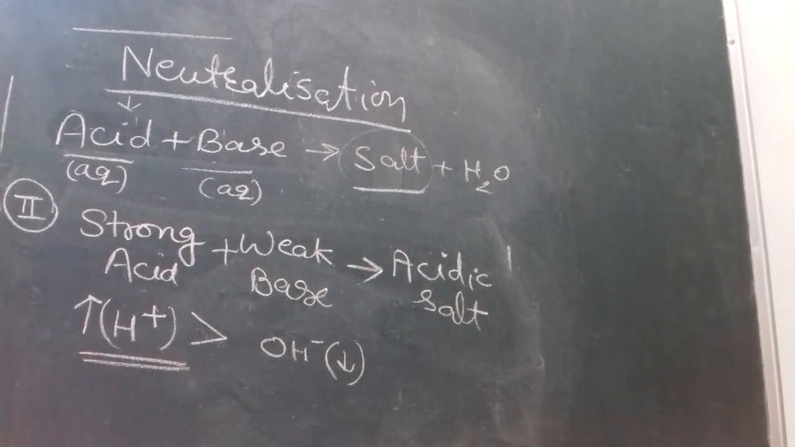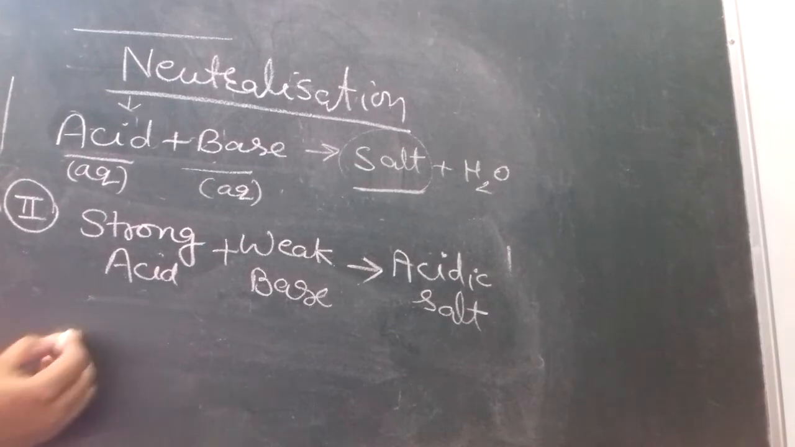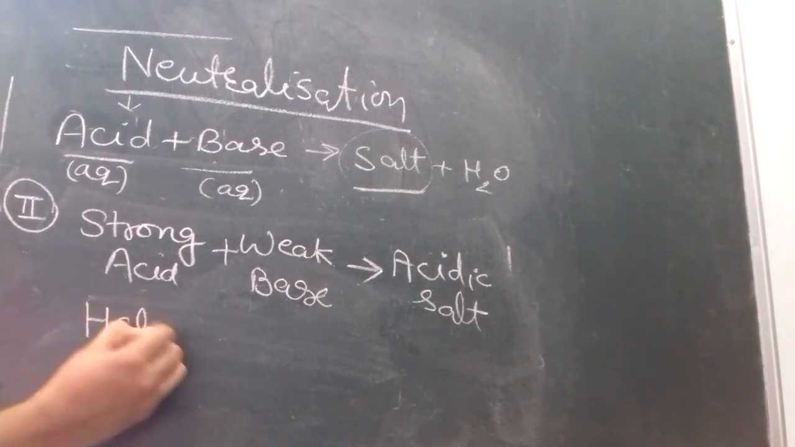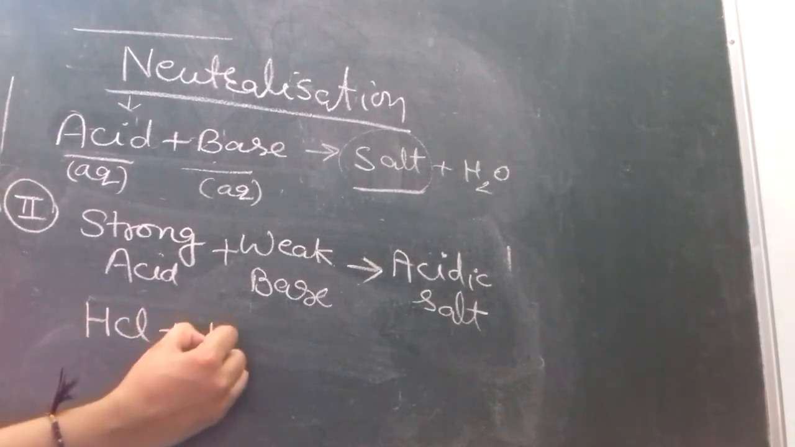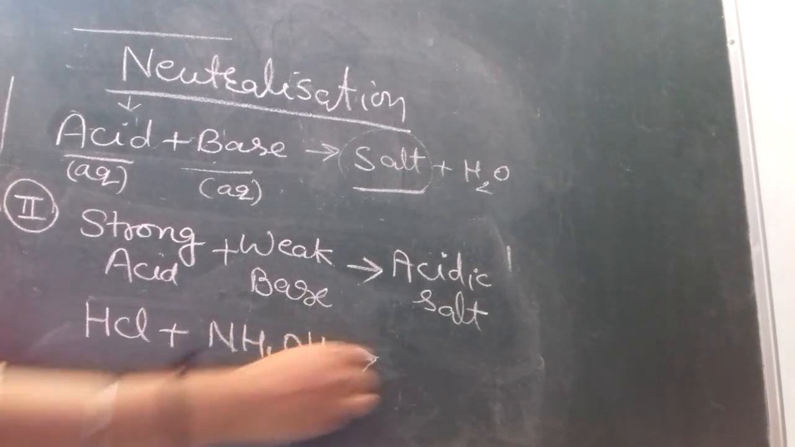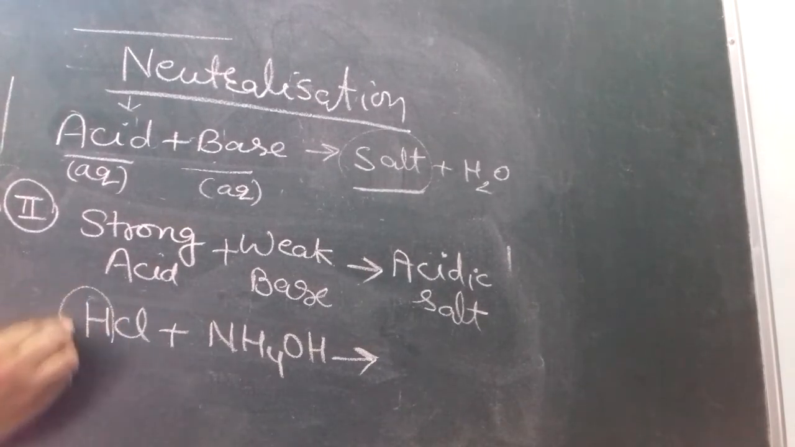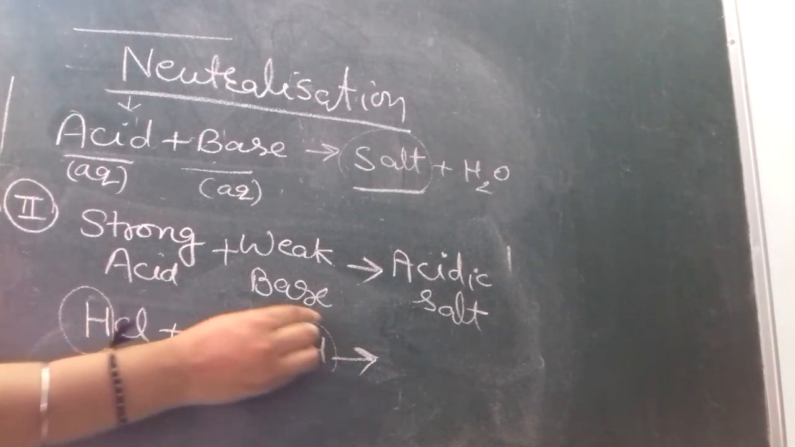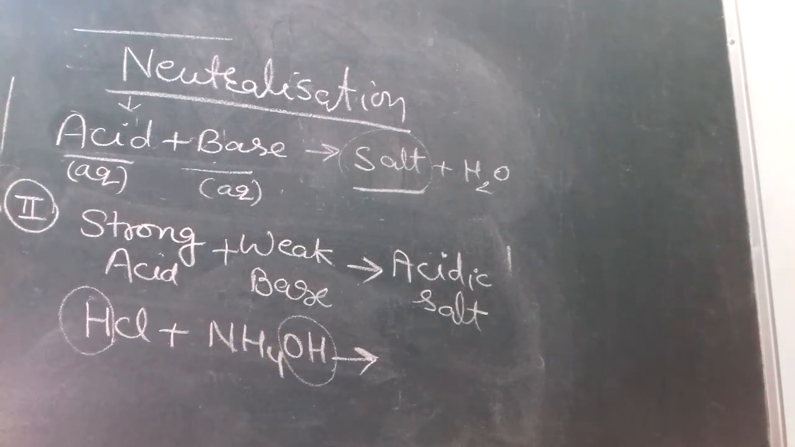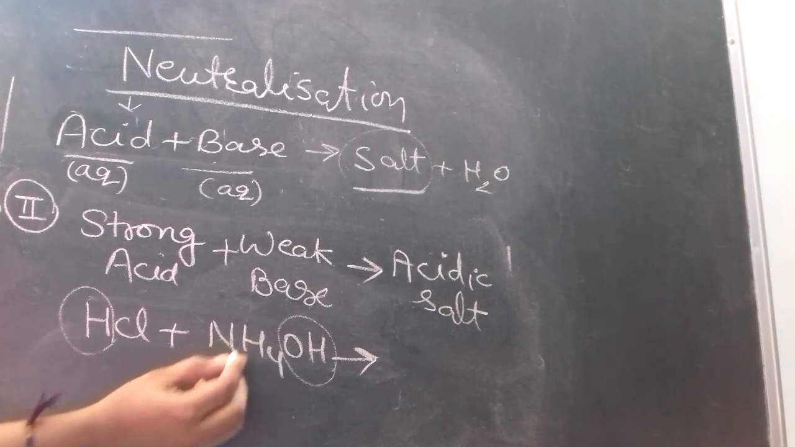Okay, so now we can take its example. What is the example? We take strong acid, like again we take hydrochloric acid, and weak base is ammonium hydroxide, NH4OH. Now see, hydrochloric acid will release hydrogen ion and ammonium hydroxide will release hydroxide ion. So one thing is H2O and another thing will be salt.